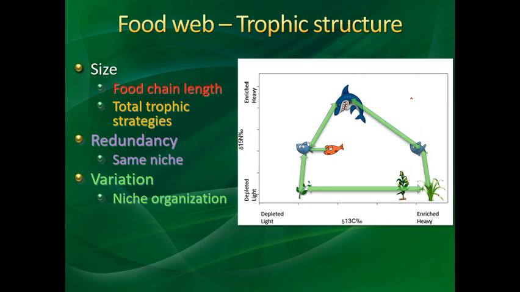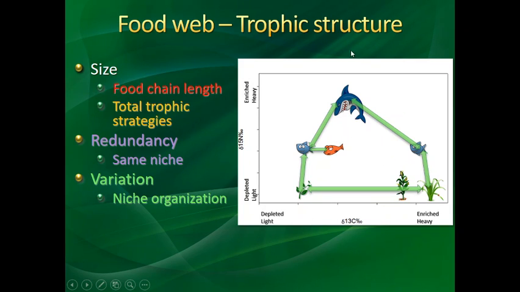Then you can also look at the variation in these nearest neighbors to figure out how the niches are organized, and the variability of how those niches are organized, which tells you something about how regular and how far apart these niches are.